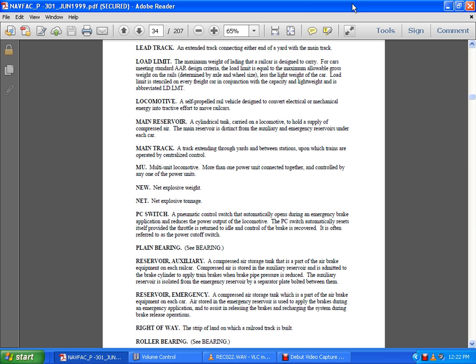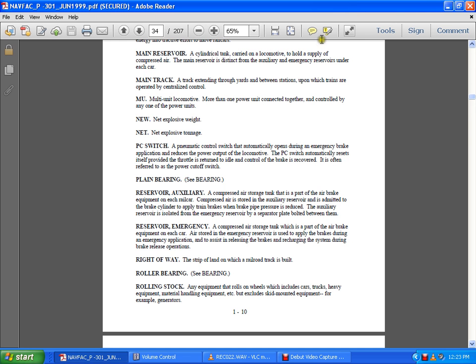Reservoir, auxiliary: a compressed air storage tank that is part of the air brake equipment. Compressed air in the auxiliary reservoir is admitted to the brake cylinder when the train pipe pressure is reduced. The auxiliary reservoir is isolated from the emergency reservoir by a separate plate between them.